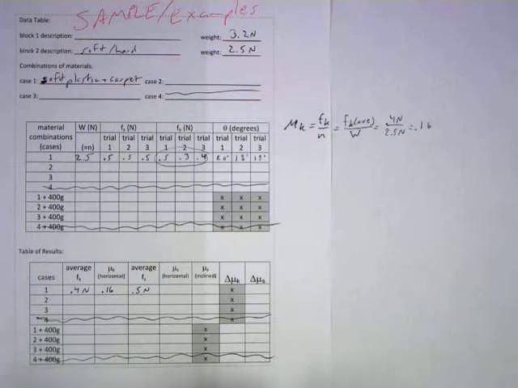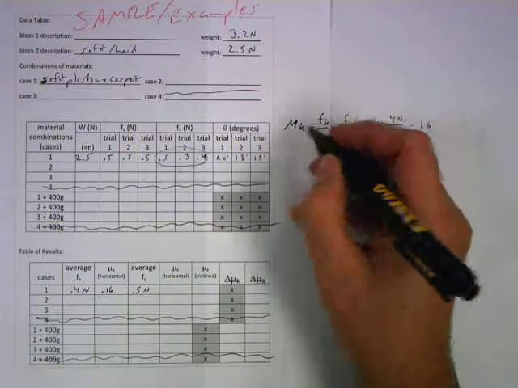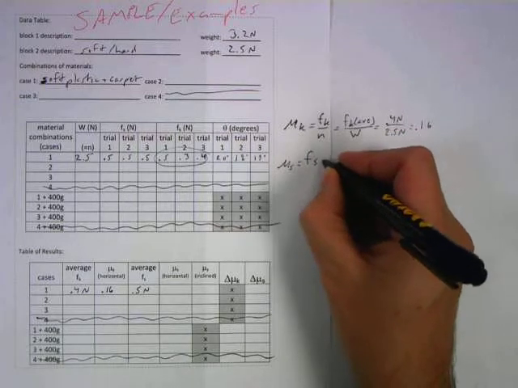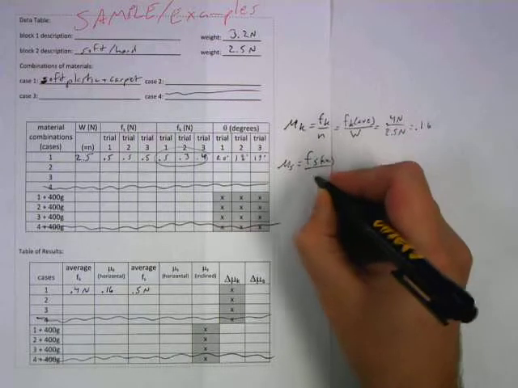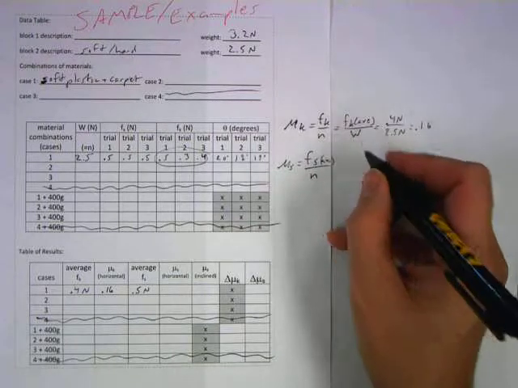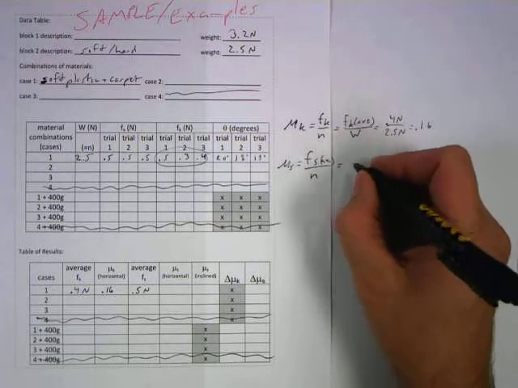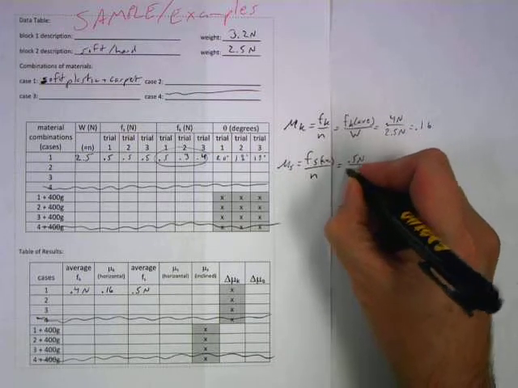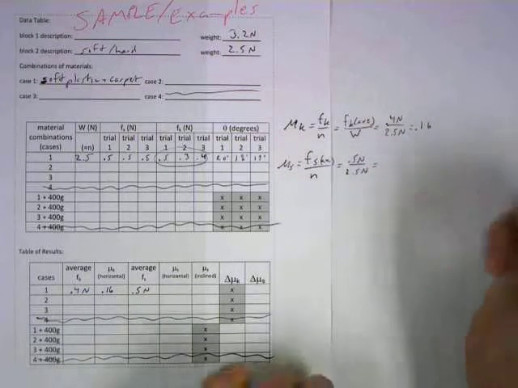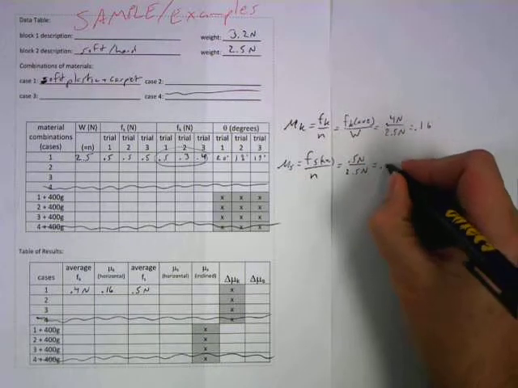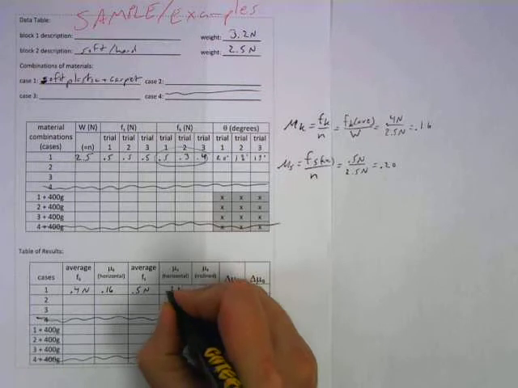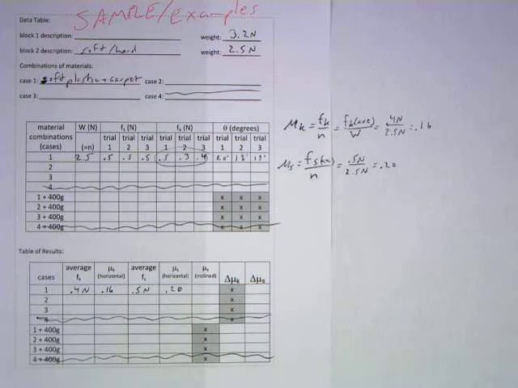Right? The coefficient of static friction is the same way. My coefficient of static friction is my static frictional force, which is going to be my average, divided by my normal force. My normal force is, again, the same thing as the weight. So for this one, it's going to be the 0.5 newtons divided by the 2.5 newtons, which gives me 0.20. No units because they cancel out. So that's my calculated coefficient of static friction on the horizontal surface.